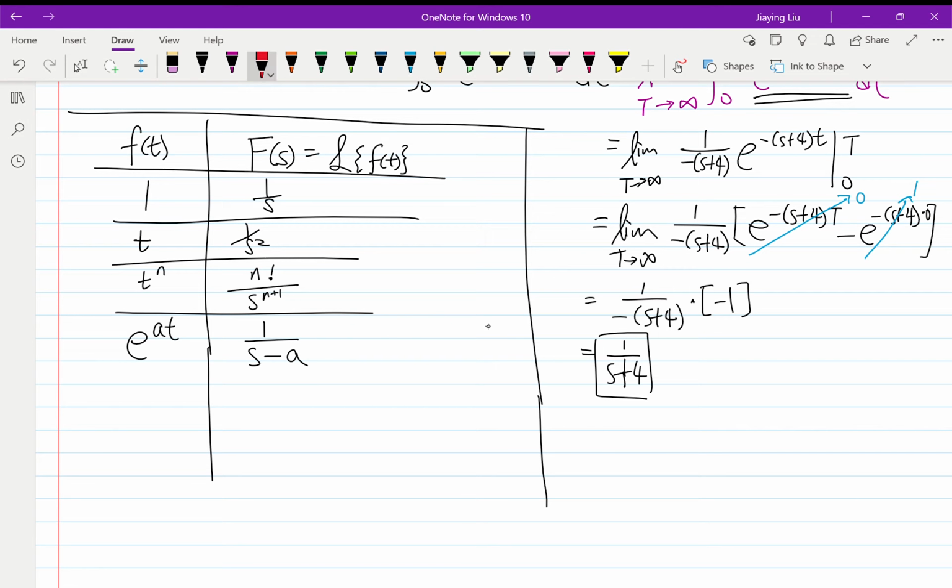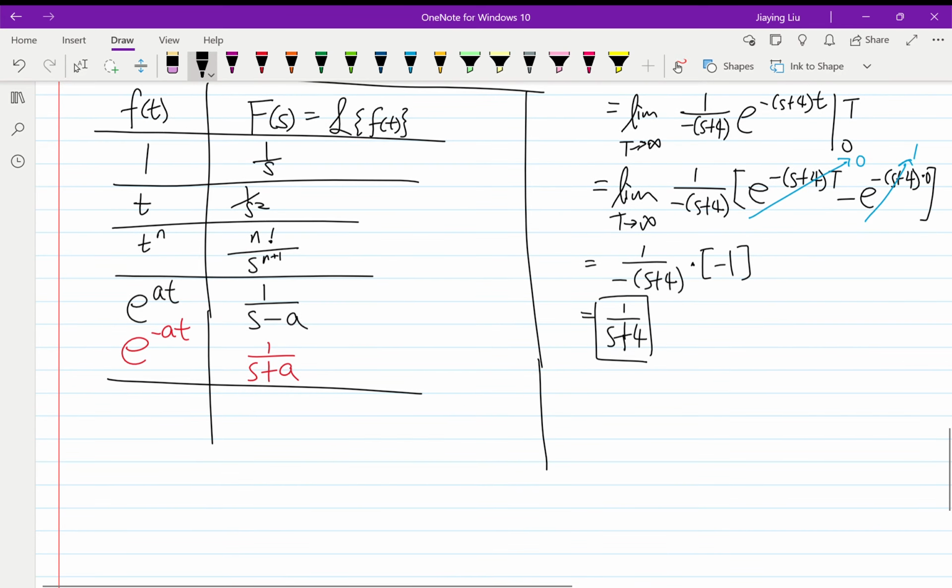Another one you can memorize is e to the negative at, which is just 1 over s plus a. If you have a negative exponent, it becomes addition. And then there's sine and cosine. Don't worry, we're going to write down those next time. But I want to point out that if f of t is just y, like a y of t for example, then for the Laplace transform we just use capital Y of s instead of capital F of s.